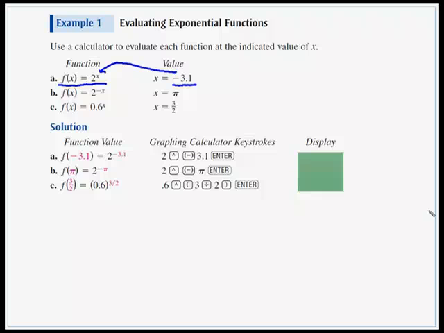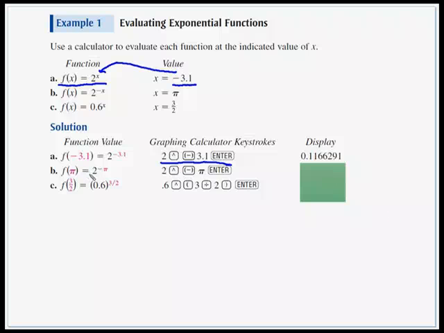So how do we punch this in the calculator? Well, the first one, we're taking 2 to the x and replacing that x with negative 3.1. We want to evaluate the base 2 raised to the negative 3.1 exponent. So on our TI-89 calculators, we're going to do 2, up caret for exponent, negative 3.1, hit enter, and we should get 0.1166291.